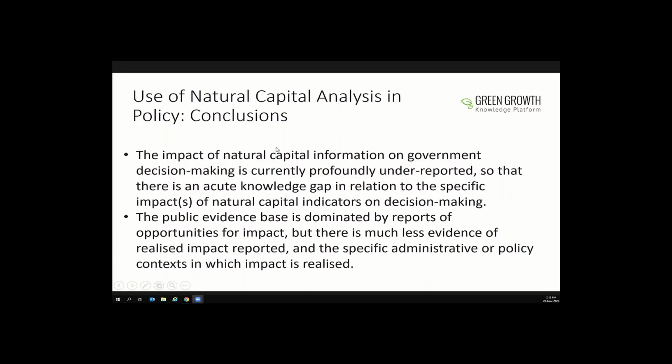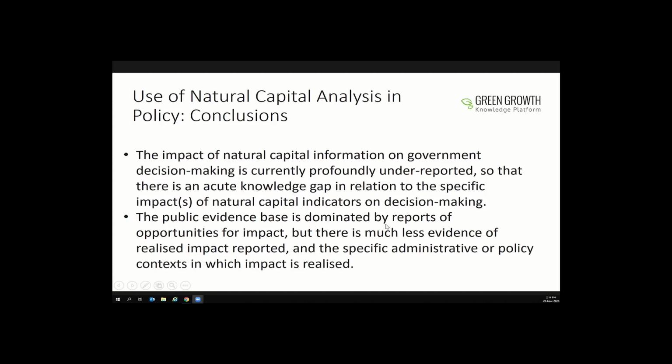And so our conclusions from this paper were that, well, the impact of natural capital information on government decision-making is currently profoundly underreported, with only those 2 papers. So there's an acute knowledge gap in relation to the specific impacts of natural capital indicators on decision-making. Does all this information that SEEA is producing and that we would like to produce under this natural capital indicator framework, does it actually make a difference to decision-making? And I think we need much more information on that.